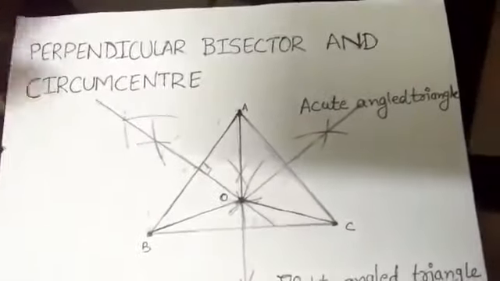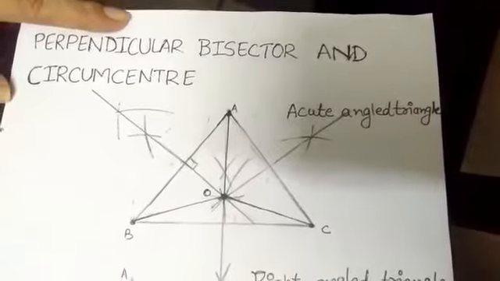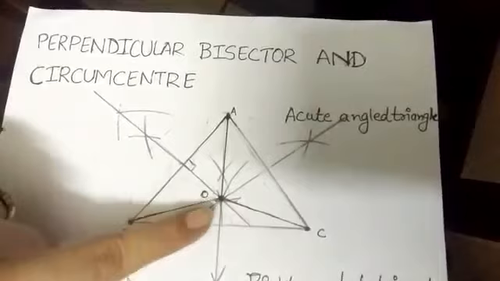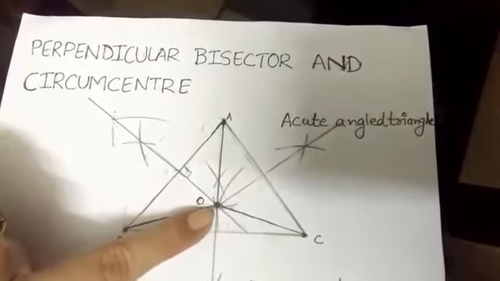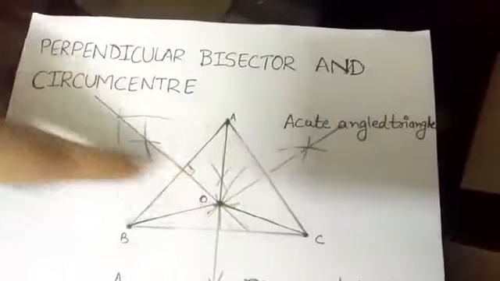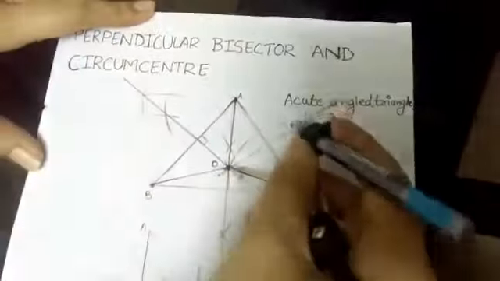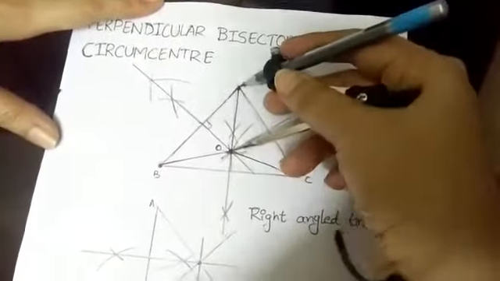Now I am going to explain the concept of circumcircle. In this acute angle triangle, we have obtained this point O as the circumcenter of this triangle, where all three perpendicular bisectors meet. Now taking O as center and OA as the radius, you can take OA, OC or OB as radius, and draw the circle, as I am doing it here.